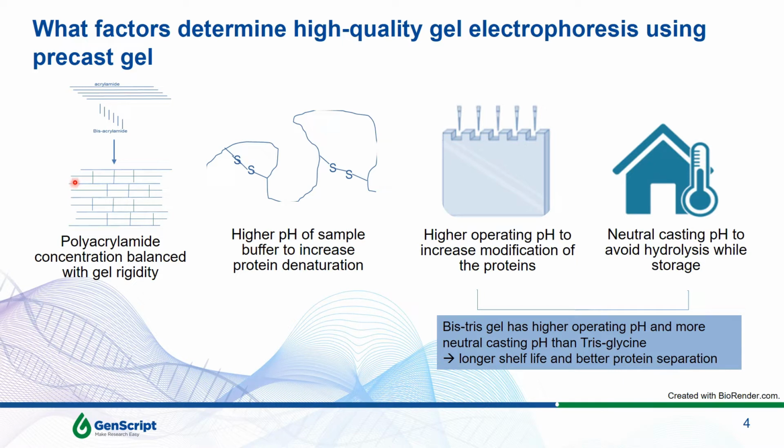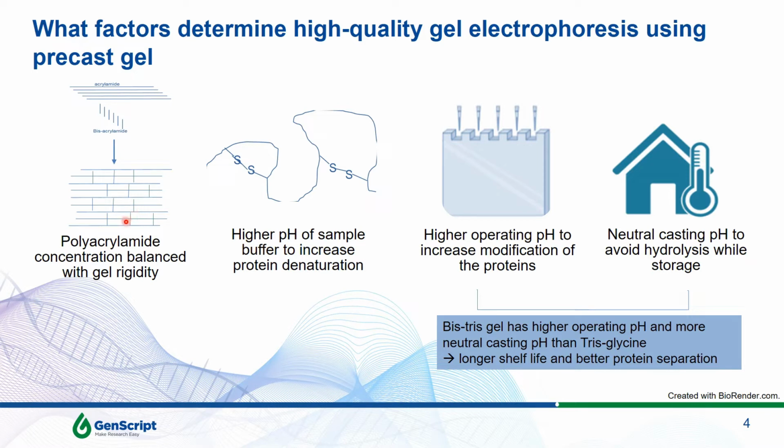The pore size is determined by the concentration of both acrylamide and bisacrylamide. Also, there are other factors such as the initiator and catalyst in this polymerization reaction. But the most important or influencing factor here is the concentration of acrylamide. Different brands have different concentrations, which result in different separation performance as well.